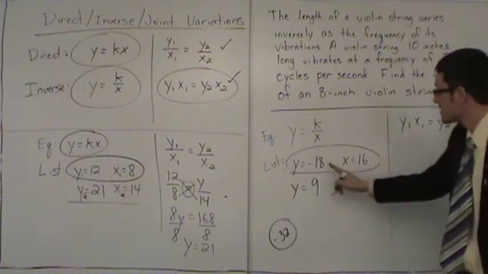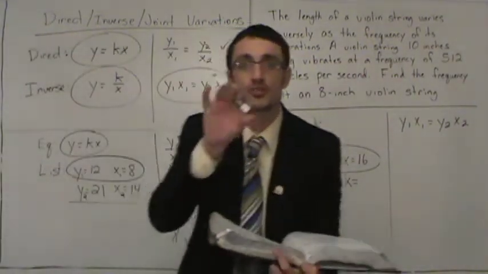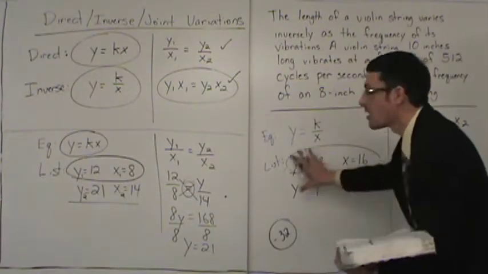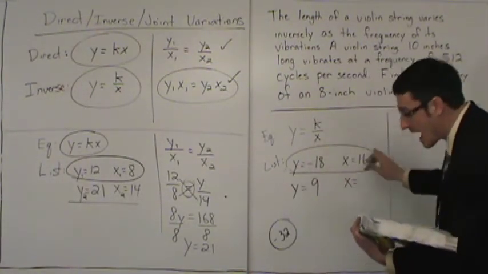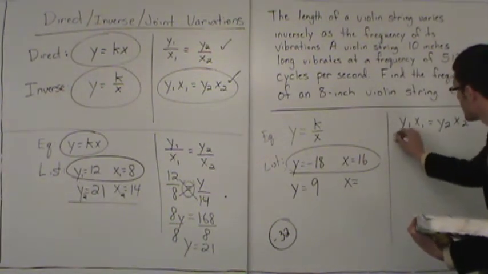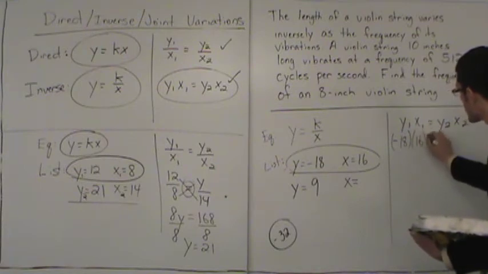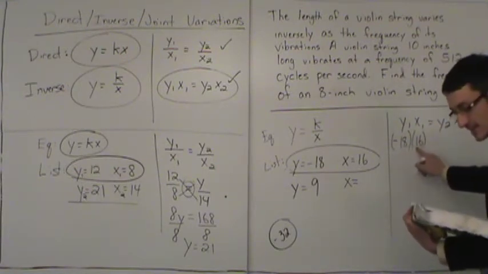Let's look at our list. Actually, let me just read it from the problem. This is beautiful. You don't even have to write a list. Watch. It says y equals negative 18 when x is 16. That is your y1 and your x1. Y equals negative 18 when x equals 16.